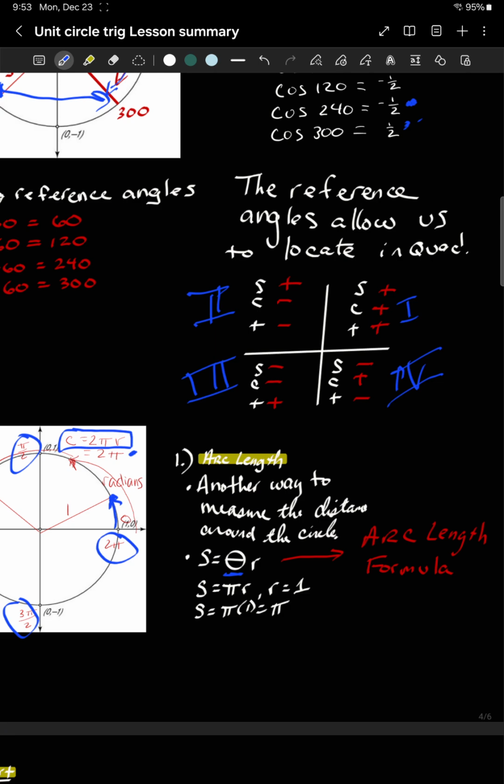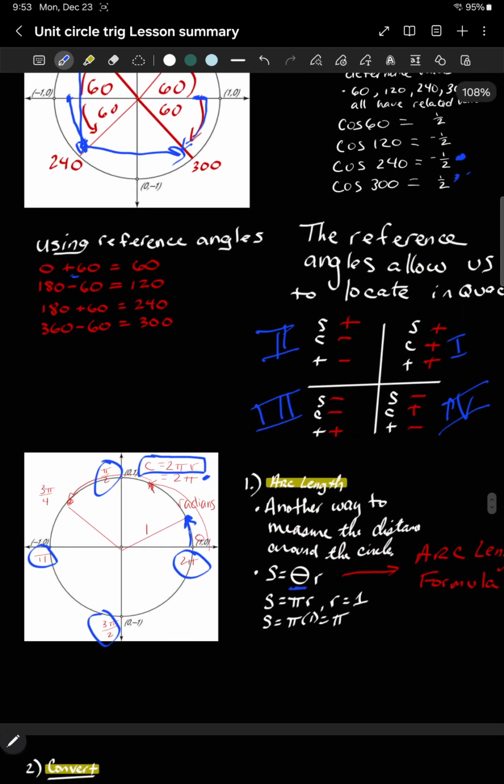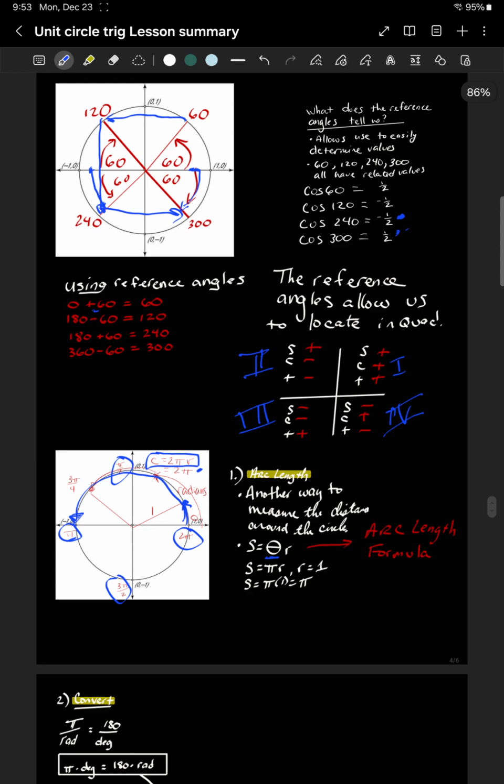So for example, what is the arc length in radians for a radius of 1 if the angle is pi radians? So pi radians times 1 gives you pi. And so if we were to figure out the arc length going all the way around to pi, it should be pi radians. If we went all the way around the full circle, it would end up being 2 pi radians. So this shows us how the formula works.